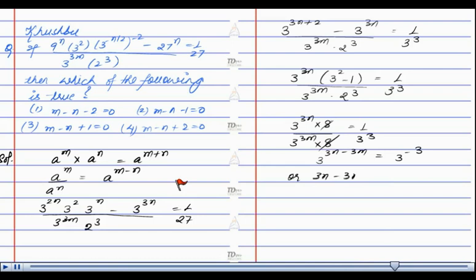or 3n minus 3m is equal to minus 3, or n minus m is equal to minus 1, which further implies m minus n is equal to 1, or m minus n minus 1 is equal to 0. Therefore, the correct answer is option number 2.